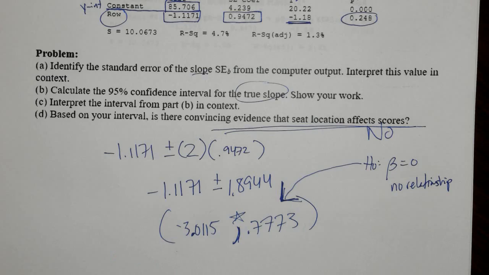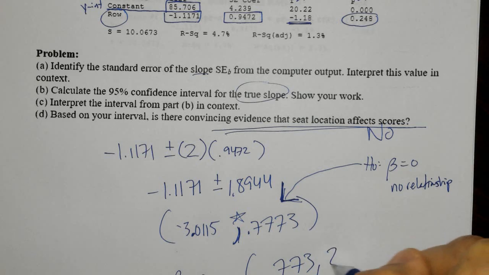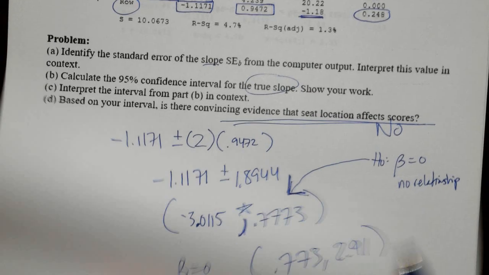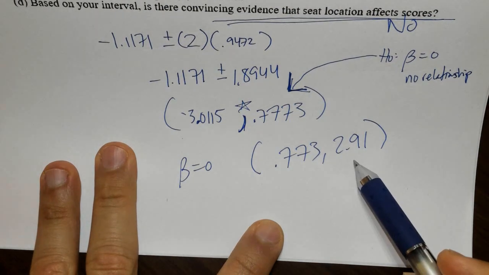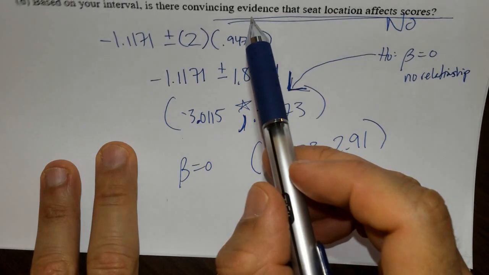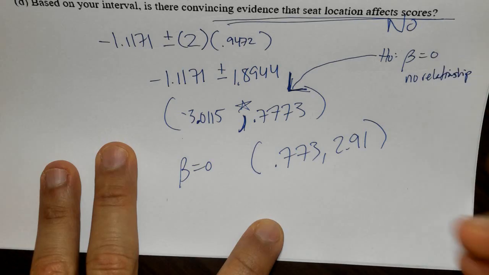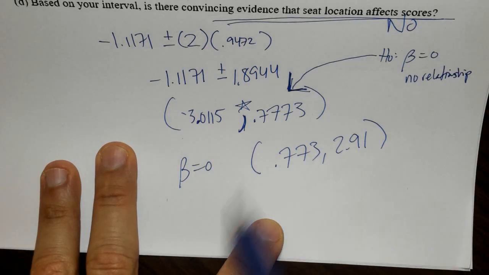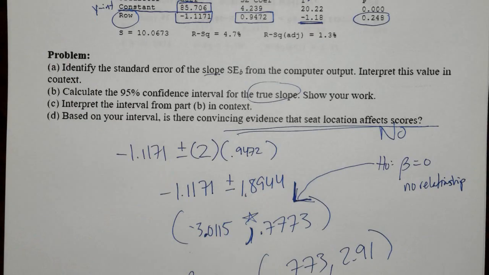If it were outside the interval, let's say that this is 0 and we found numbers between 0.773 and 2.91, in this scenario we would have convincing evidence. I would say I'm 95% confident that there is a relationship between the seat location affecting scores because the slope is not within my interval. So we use the interval to make a conclusion. We determine whether or not it's in the null hypothesis. How does this affect our null hypothesis?